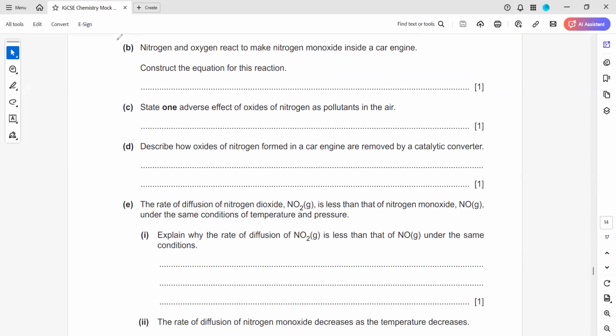converter equations. Nitrogen and oxygen react, so construct an equation. When nitrogen and oxygen react to make nitrogen monoxide in the car engine, what will happen? Nitrogen reacted with oxygen to give nitrogen monoxide, but the equation must be balanced, so this is a balanced equation.